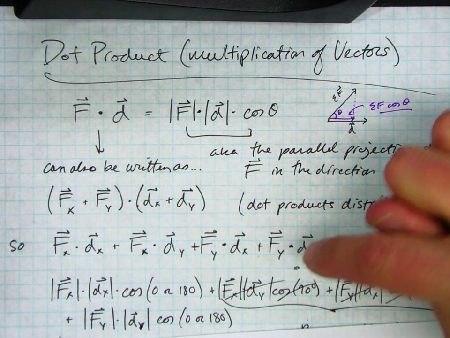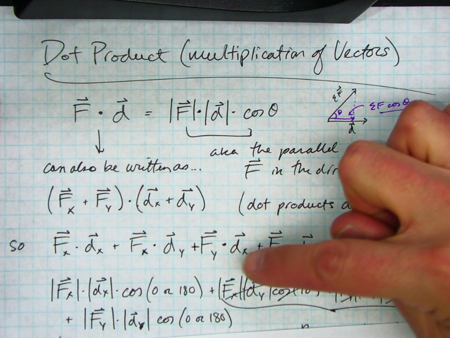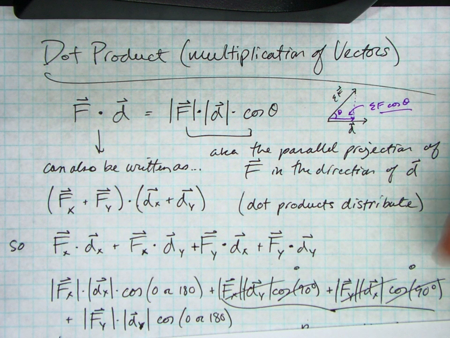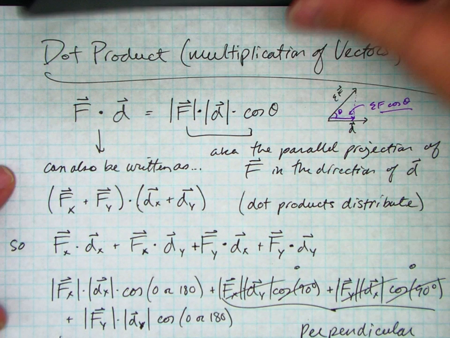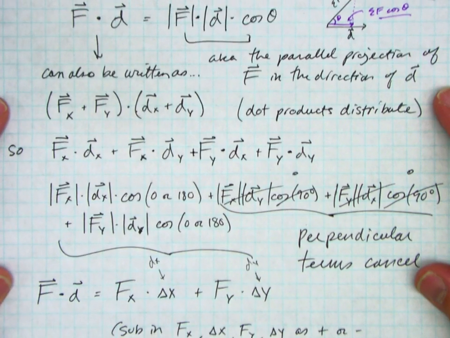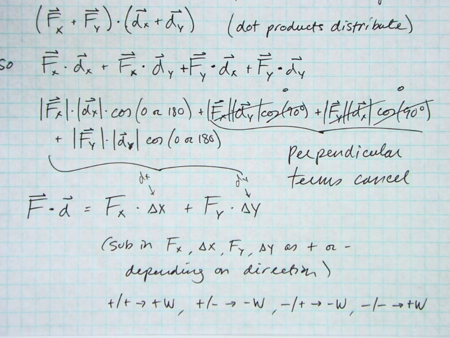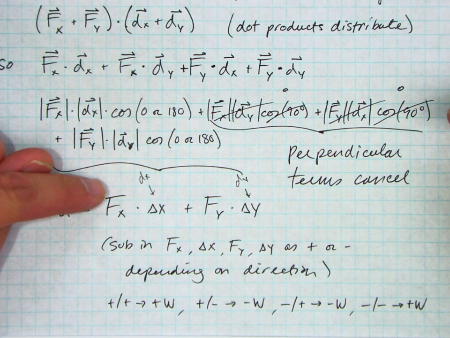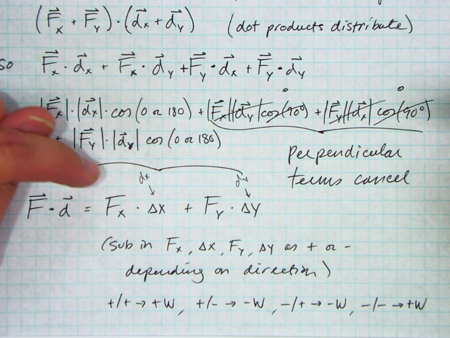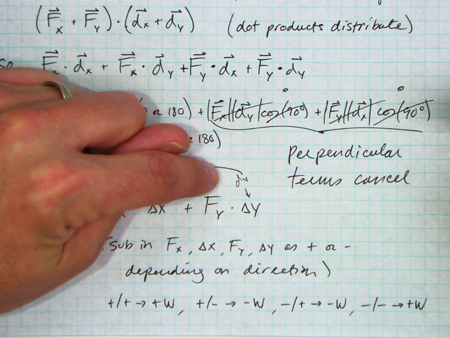Now, the perpendicular vectors, Fx dy and Fy dx, are always at a 90-degree angle to one another. So no matter what, they are always going to be multiplied by cosine of 90, which means those terms cancel out. It's only my parallel vectors that are going to have a value. So what does that mean? What that means is I can write F dot D for the two vectors as the x component of the force times the x component of the displacement, plus the y component times the y component.